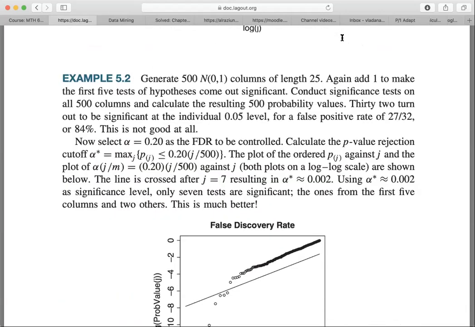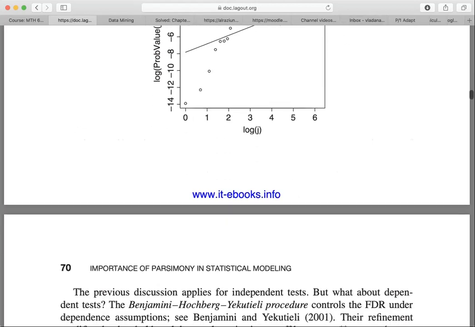Therefore, we have 6 tests that are significant. If we do the same for example 5.2 and generate the same thing for 500 columns, 32 turn out to be significant and 27 are false positives, an 84% rate. This isn't good. We use alpha equals 0.2 this time. Therefore, alpha star equals max of j such that p of j is less than or equal to 0.2 times j over 500, which is approximately 0.002 at j equals 7. Therefore, there are only 7 significant now.